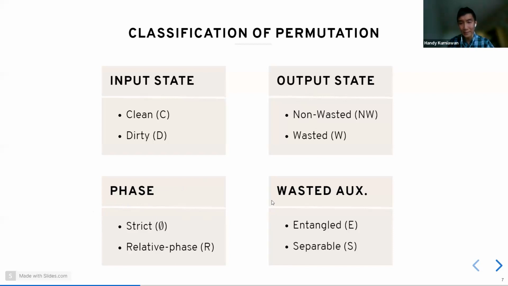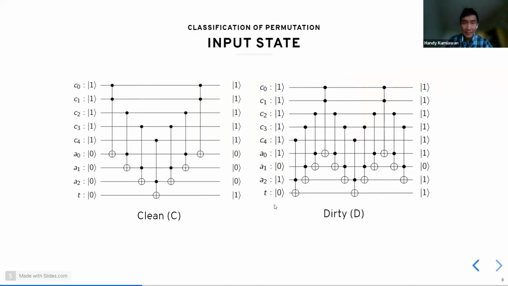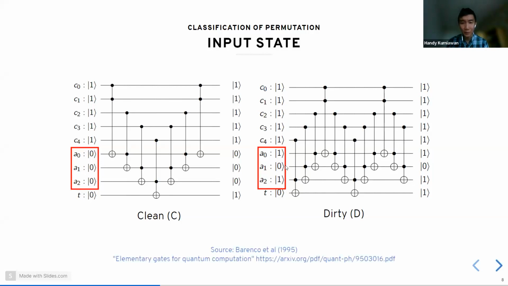And the last one is wasted auxiliary: is it entangled or separable. In the case of the input state, we just need to focus on the initial value of this auxiliary qubit. As you can see, for clean, it started with cat 0. And for the dirty case, it can be arbitrarily started with any value. For example, like 101. And we are using these circuits from the paper of Barenko et al., Elementary Gates for Quantum Computation.